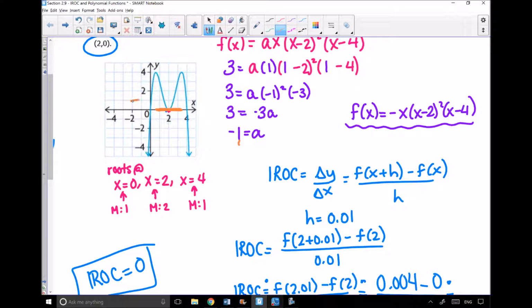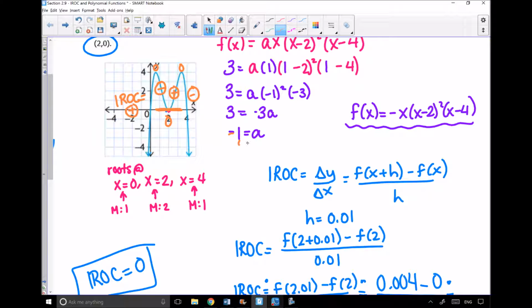Okay, so here my instantaneous rate of change on this part of my graph is going to be positive. Here it's 0. Here it's negative. Here it's 0. Here it's positive. Here it's 0 again, and here it's negative.